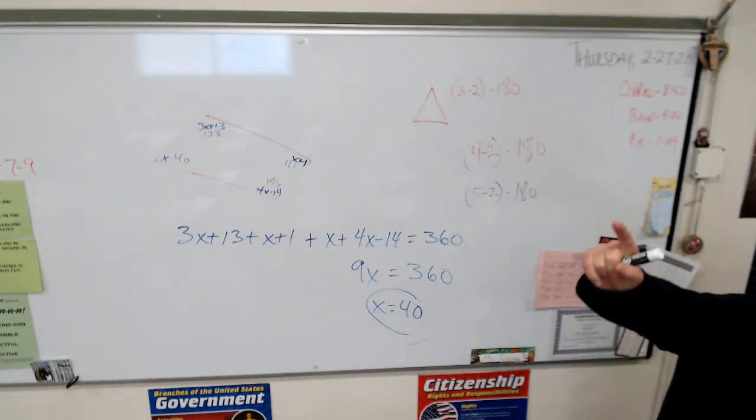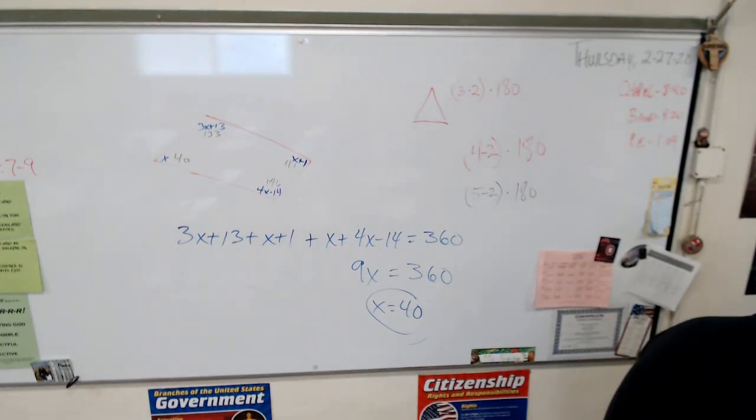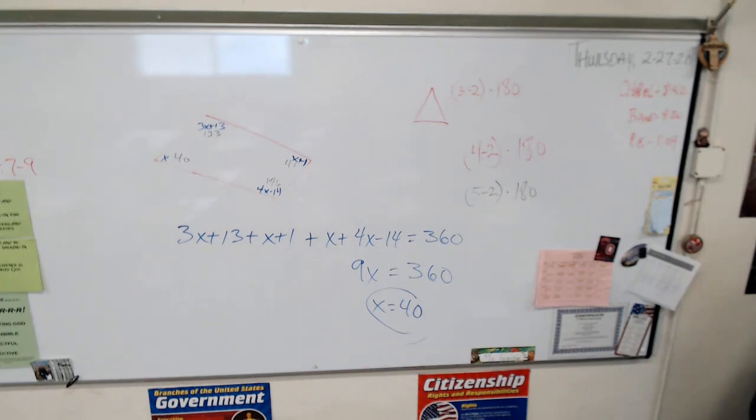Okay, all you have to do for homework is 1 and 2 at the bottom of 391. 1 and 2. And then, yeah, that's it. Thank you.